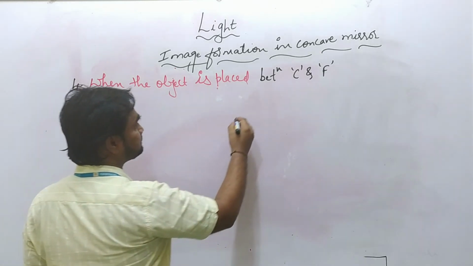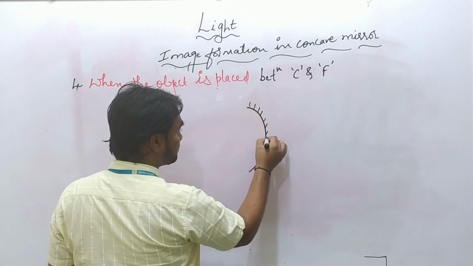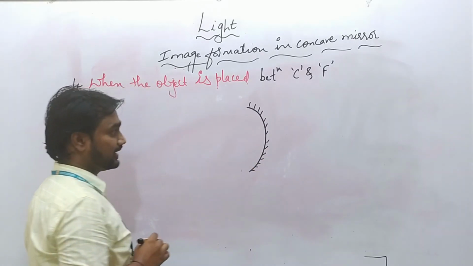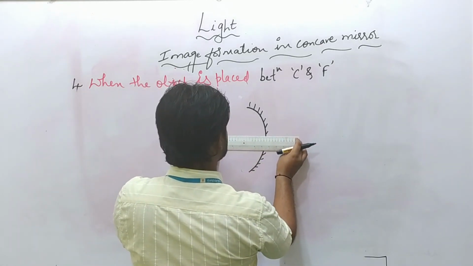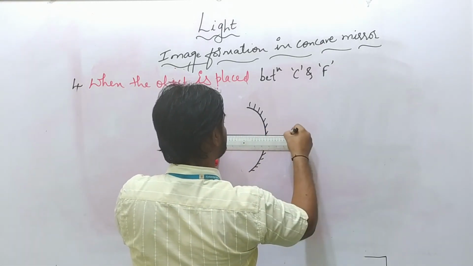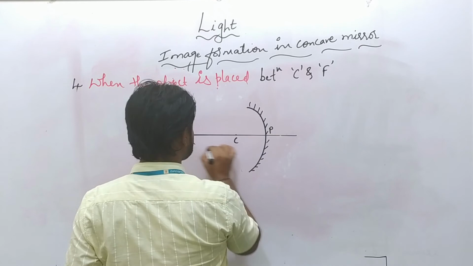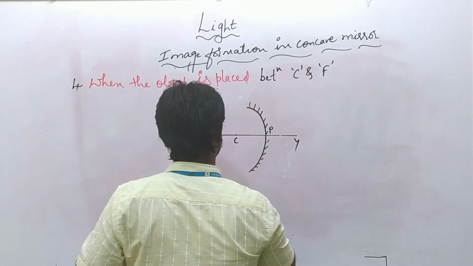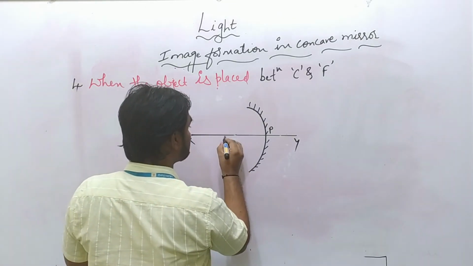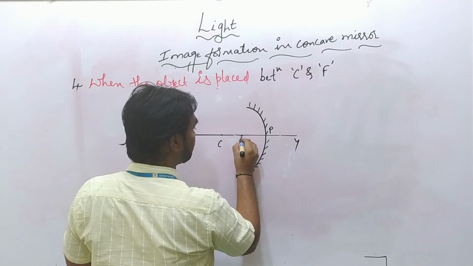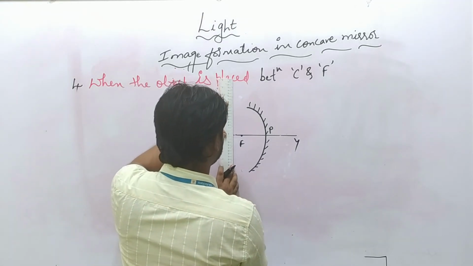Now we will see the fourth one. Let me draw a concave mirror whose reflecting surface is curved inwards. Now, the principal axis is the line passing through the center of curvature and pole. So this is the principal axis. Let me consider C here, and F here. Now the object is placed between C and F. You can take proper scale and you can draw.